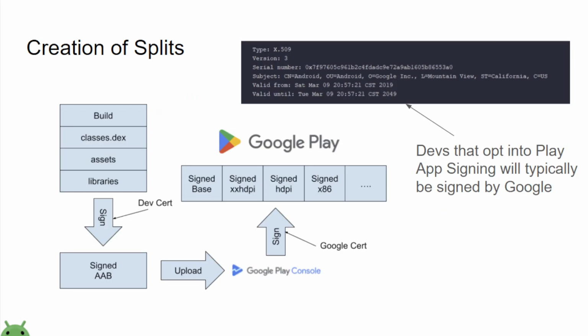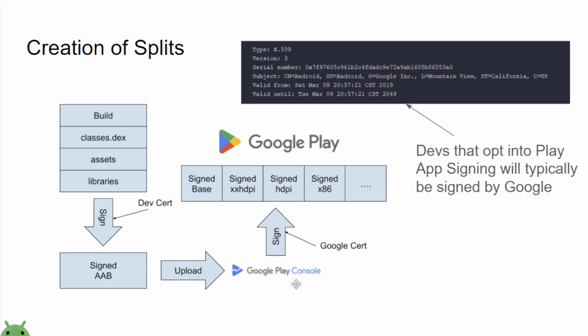How are splits created? Well, splits are usually not created by the developers. They could be, but that's again usually not the case. Instead, when you build what we call an Android App Bundle or AAB, it's basically going to contain all the assets you need for your application. So the classes, assets, layouts, and so on. Those get signed by the dev certificate, packed into the AAB, and then uploaded to the Play console.